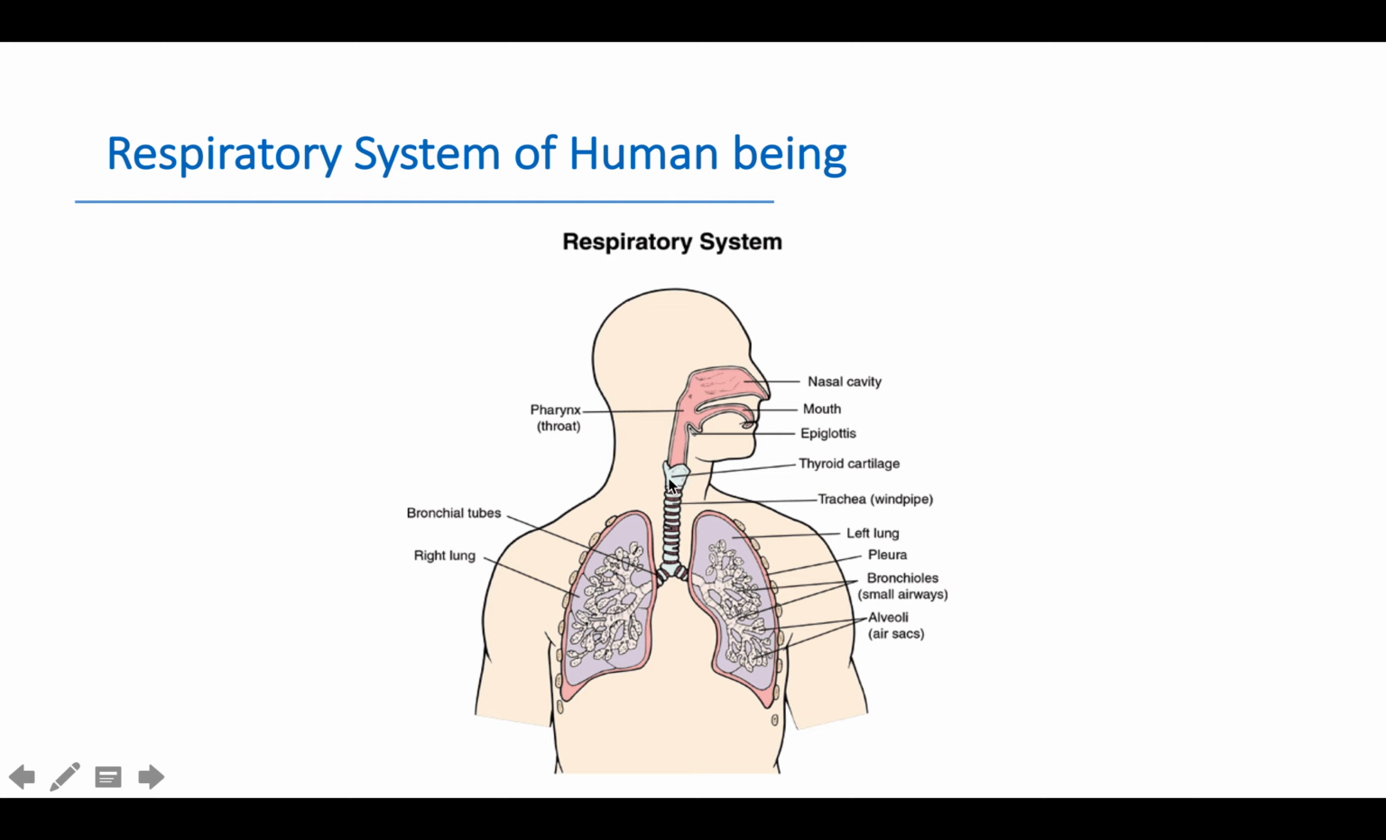Then it leads to the larynx or voice box. Here it is present and then it reaches to the trachea or windpipe. Next part, windpipe or trachea, is further divided into two bronchi, which go to two different lungs, right and left lung. Right lung is slightly larger than the left lung. Right lung has three lobes while left lung has two lobes, but it has a cardiac notch in which heart is accommodated.